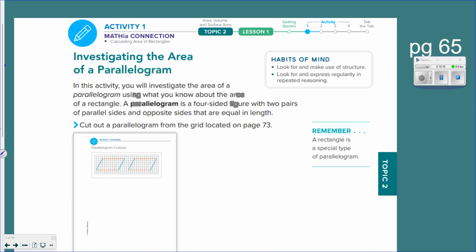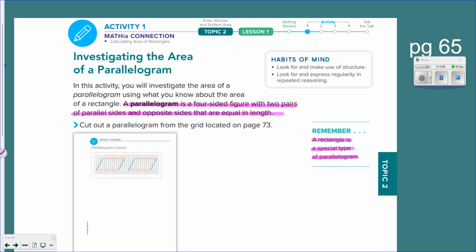But first, let's look at the definition of parallelogram at the top of the page. A parallelogram is a four-sided figure with two pairs of parallel sides and opposite sides that are equal in length. Highlight it, either way. And a rectangle is a special type of parallelogram, as it has two sets of parallel sides. Does everybody understand?